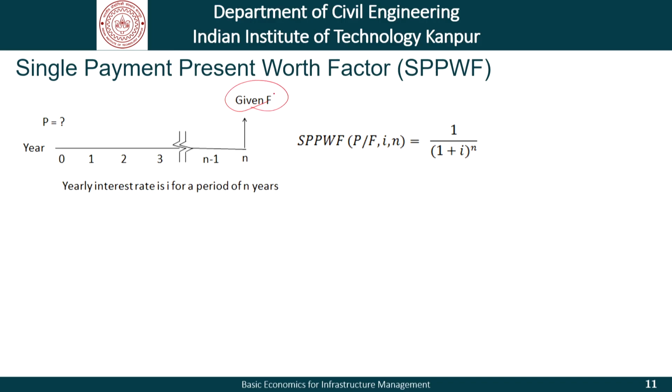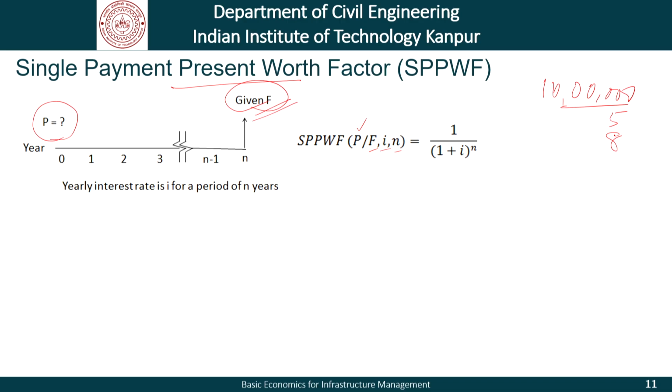Given the F, what should be the P? That is, given F, I and N, what should be the P? So, if we want a certain amount of money at the end of a certain amount of time, assuming that there is a certain amount of interest involved, what should be the present investment or what should be the present value? So, in a manner of speaking, what is being said here is that what is the present worth of this F?